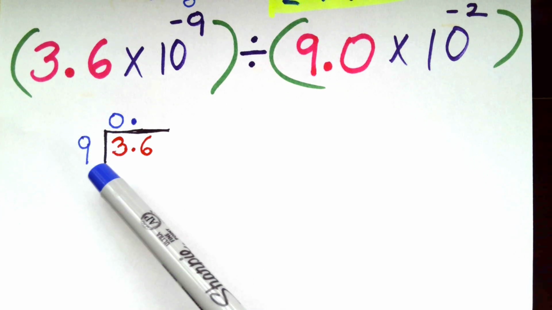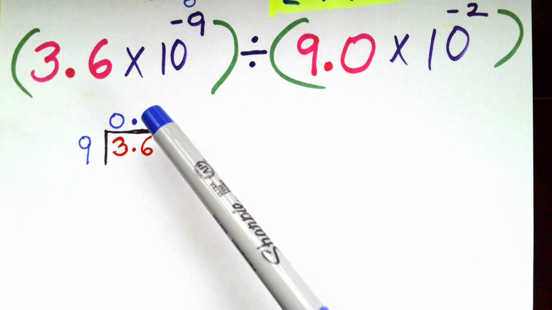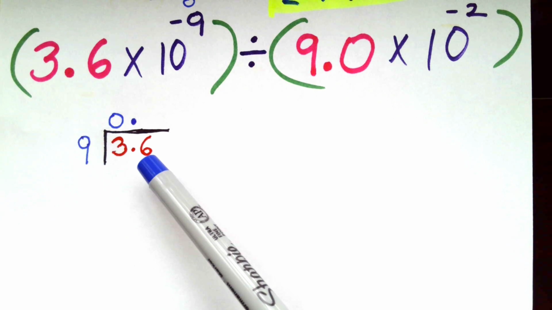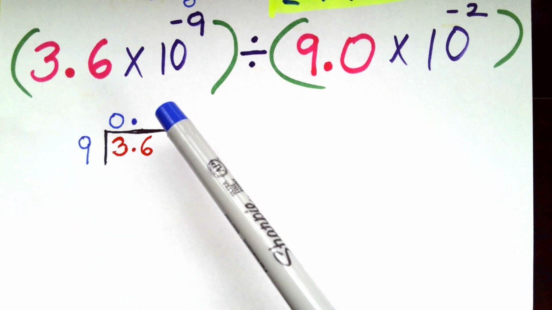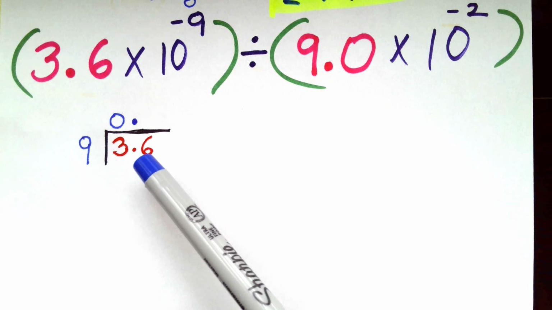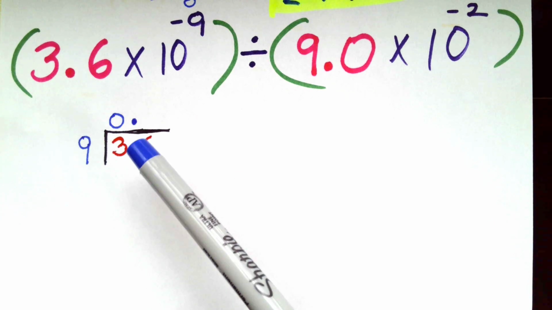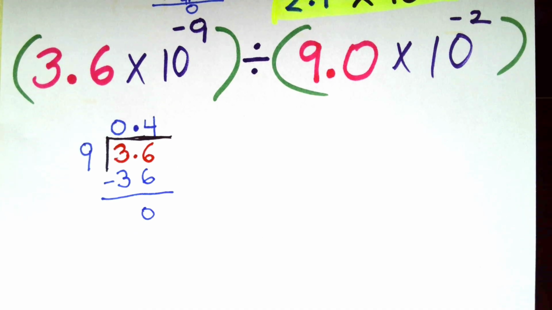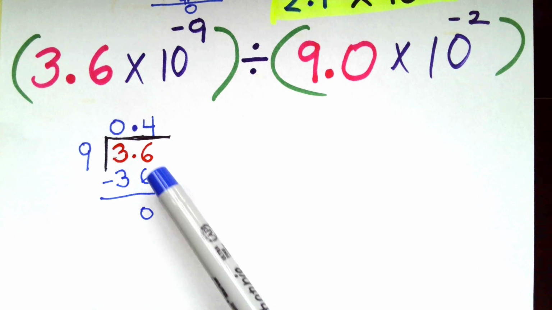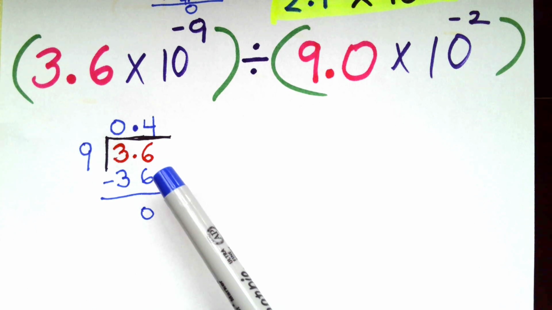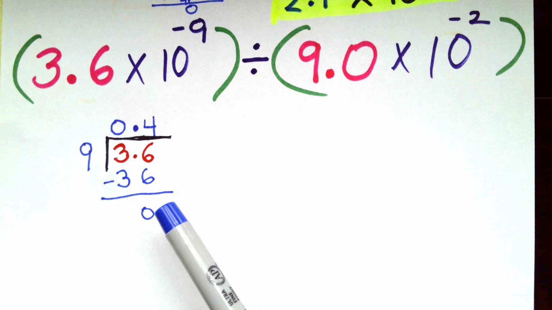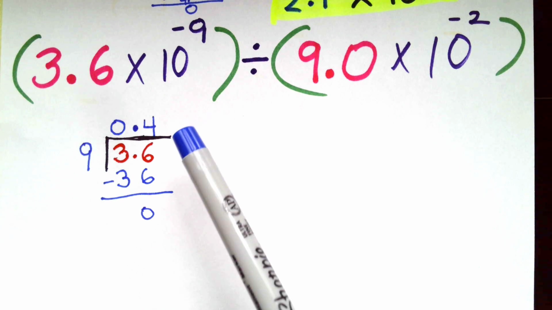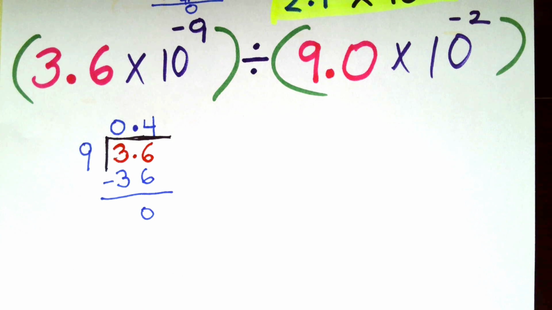Now I'm looking for a number, 9 times a number, that would get me closest to 36 without going over. I know 9 times 5 is 45, and that's too big. That's bigger than 36. So I'm going to drop 5 down to a 4. What's 9 times 4? Okay, so 9 times 4 is 36. So 36 minus 36 gives me 0, a remainder of 0. I am now done. I know my new coefficient is 0.4 or 0.40.